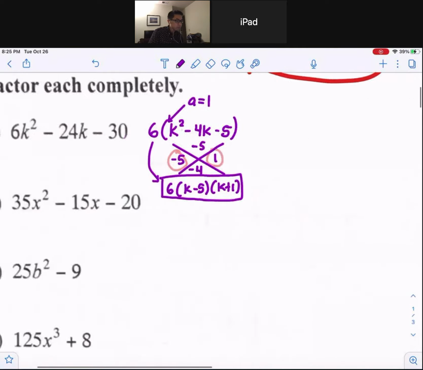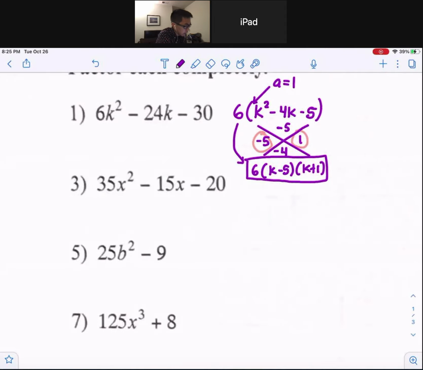Number 3. When you factor this, you can factor out a 5 from each term. So divide each of them by 5. 35 divided by 5, 7x squared. Negative 15 divided by 5, negative 3x. Negative 20 divided by 5, negative 4. Now notice your a value is greater than 1, so you need to do x method and grouping.